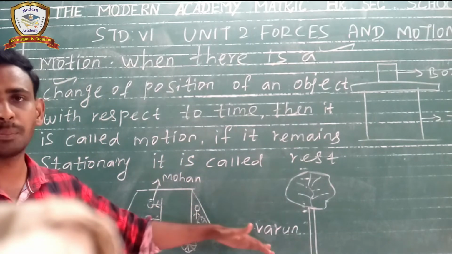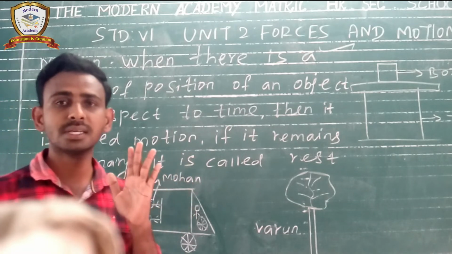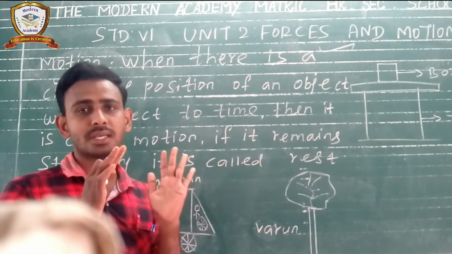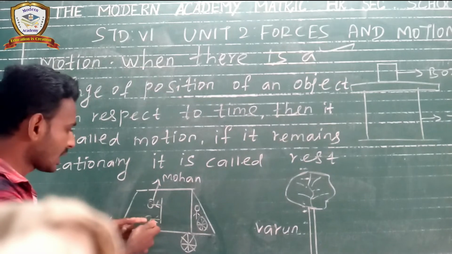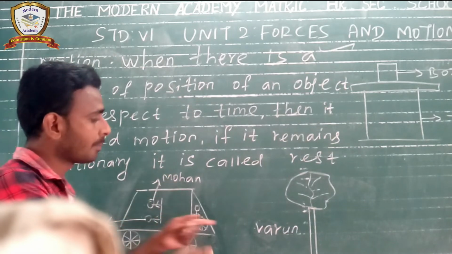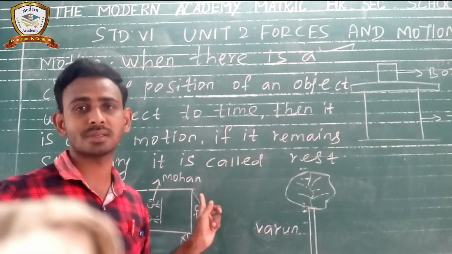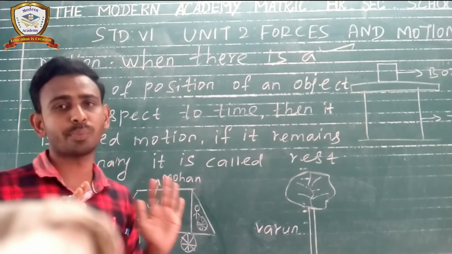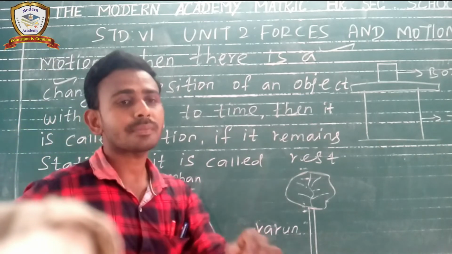So this is very important. Motion and rest are based on the viewer's opinion only, right? Viewer's opinion means for Rekha, Mohan is not moving, but for Varun, Mohan is moving. So this concept is mainly based on the viewer's opinion only, right?